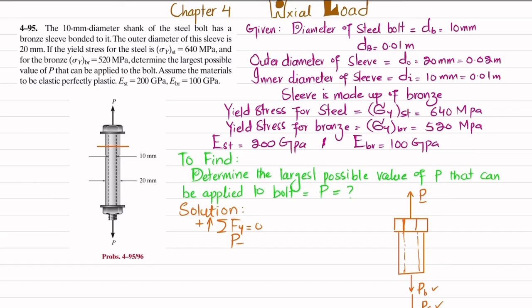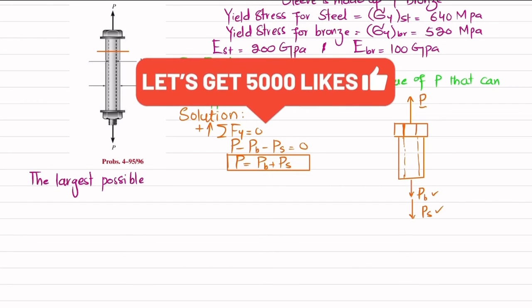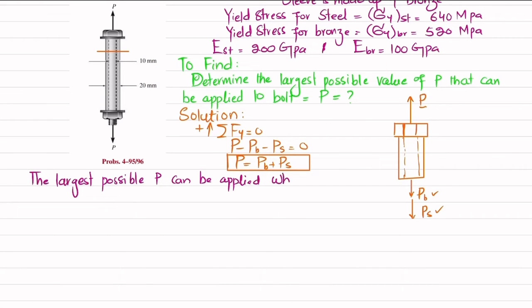So I can write P minus PB minus PS is equal to 0, or you can also write it that P is equal to PB plus PS. Clear? Now how we'll find this PB and PS, and we are interested to find out the largest load. So I will write a statement that the largest possible P can be applied when P causes both bolt and sleeve to yield. That is the maximum load P that can be applied.